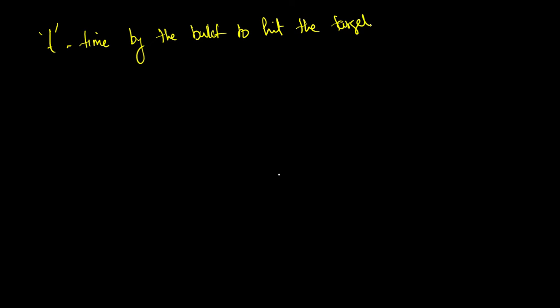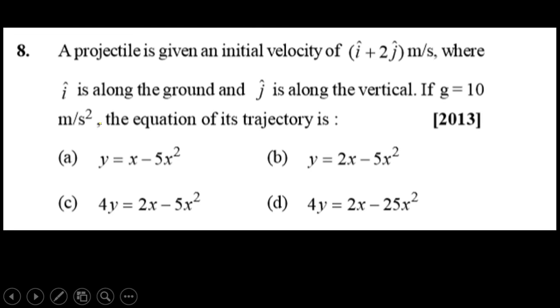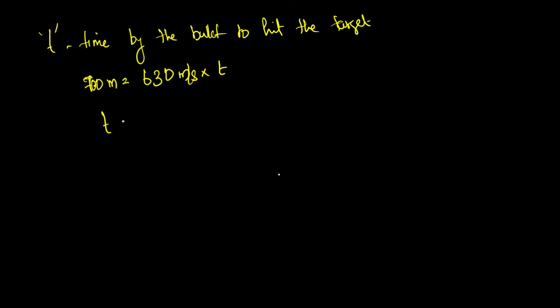So let's imagine that t is the time taken by the bullet to hit the target. So we can say 700 is equal to 630 meters per second times t. From here, t is equal to 700 by 630, approximately 10 by 9 seconds.